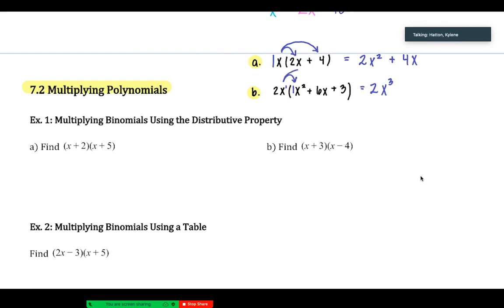And then when I distribute the 2x times the 6x, I multiply the coefficients. So 2 times 6 is 12. And then x times x is written as x squared. And then when I distribute the 2x to the 3, 2x times 3 becomes 6x, from the 2 times 3, and then the x just tags along, so there's no other x that I'm multiplying into it. So 2x to the third power plus 12x squared plus 6x.